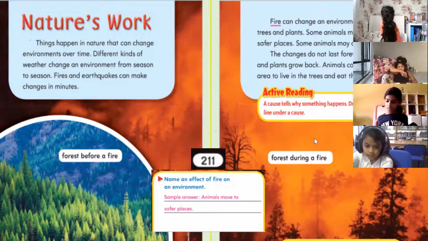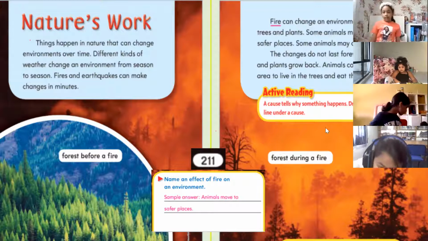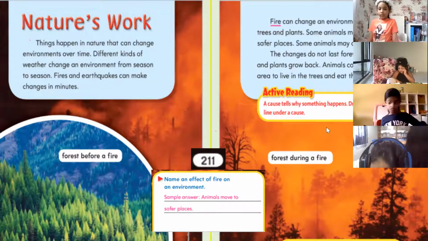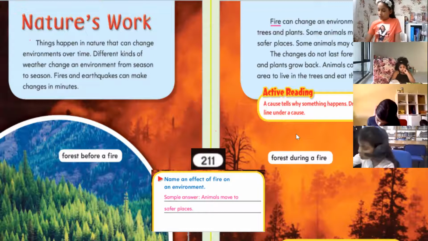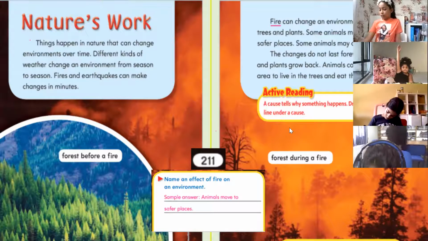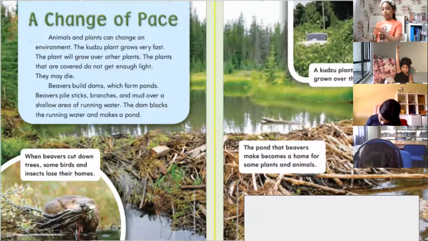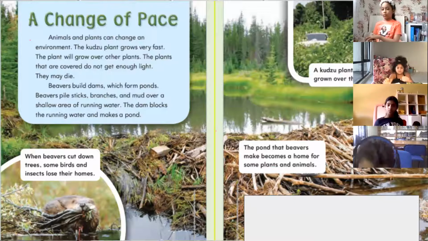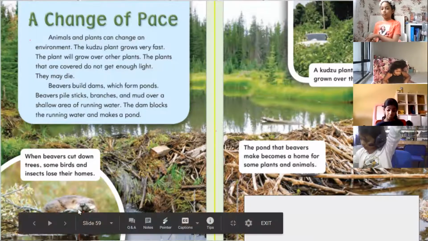Okay, girls, let's see what else we have. What are the natural events, other than fire, that can change the environment? Not only fire, we have other things. Let's start. Look at this pond. What is in this pond? What do you think? Do you recognize this animal?